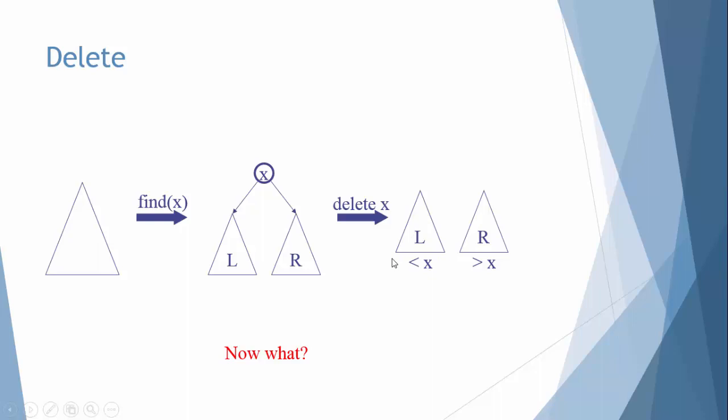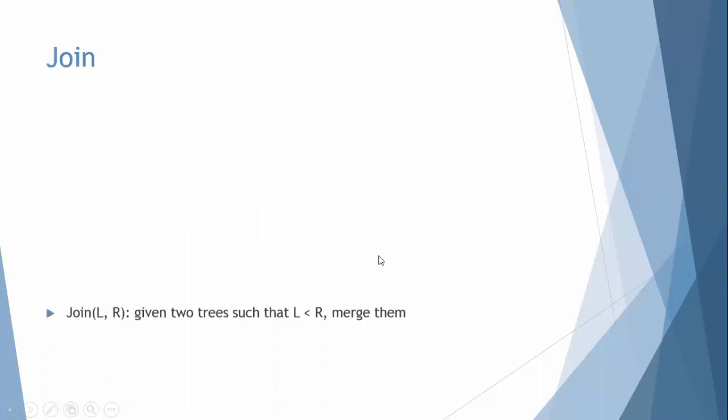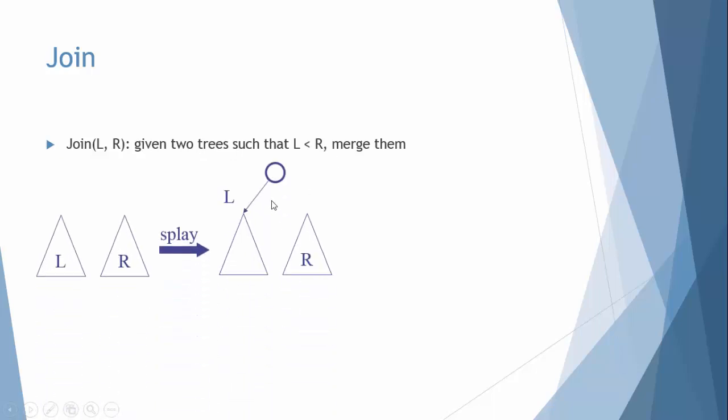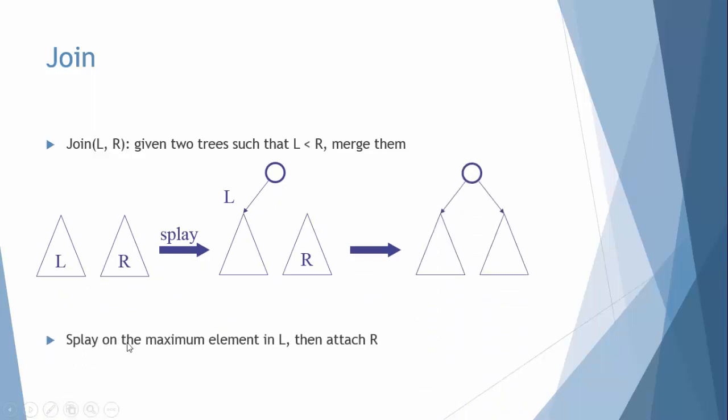So what to do now? We must join them again. Join the left part and the right part: given two trees such that left is less than right, merge them. To do this operation of joining, we need to splay on the maximum element in the left subtree and then attach this element to the right subtree.